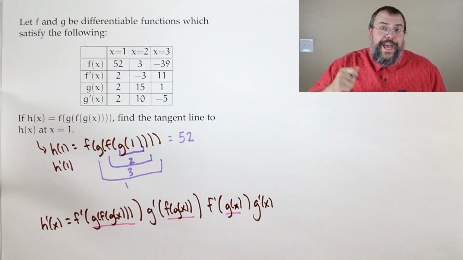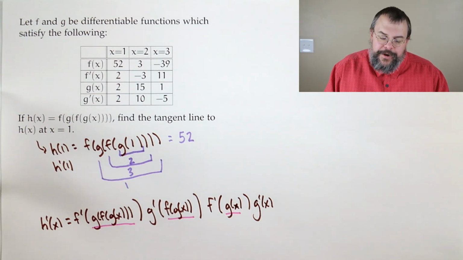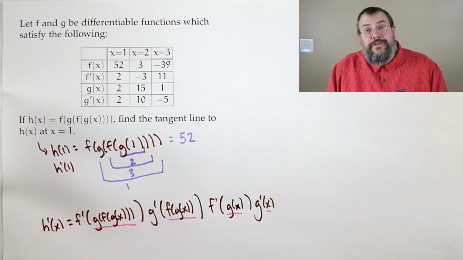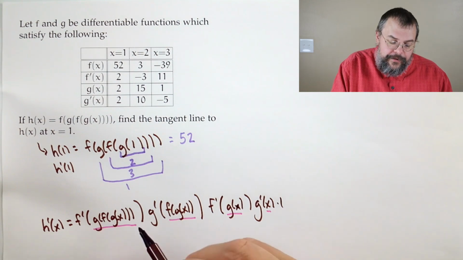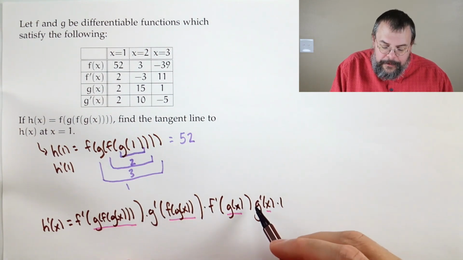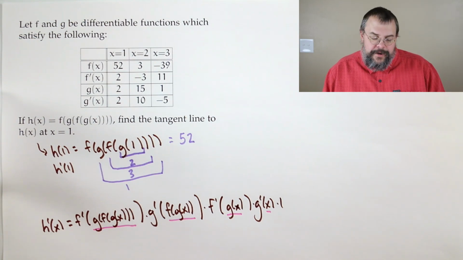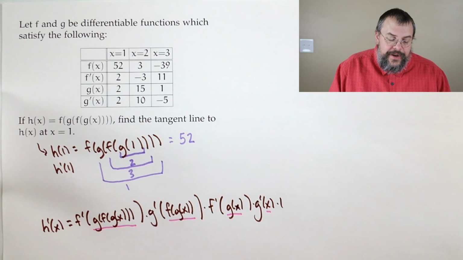Now you might say, can we go one more layer? Come on, one more. Well, you could. You could say, okay, x is now my inside. And what's the derivative of x? 1. You could do that. It's not wrong, but it's not helpful. But if you were like, oh, one more, then, well, hey, it's possible.